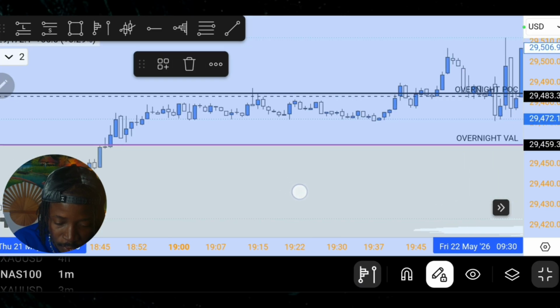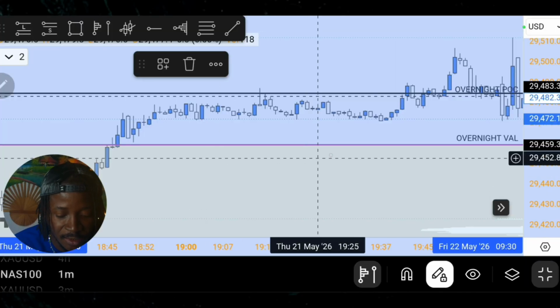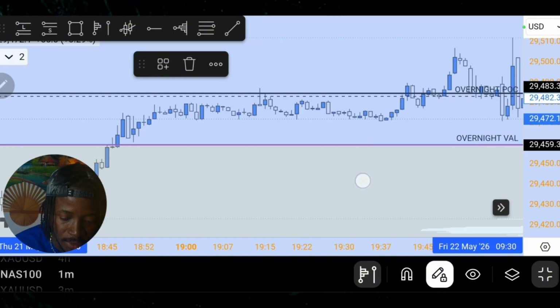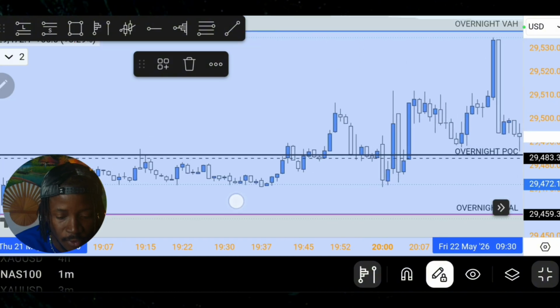Usually we use the previous overnight for the next day. We don't use it for the current day. But if you're going to be trading in the London session, you want to make sure the overnight is a developing volume profile. I'll get to that in subsequent videos.